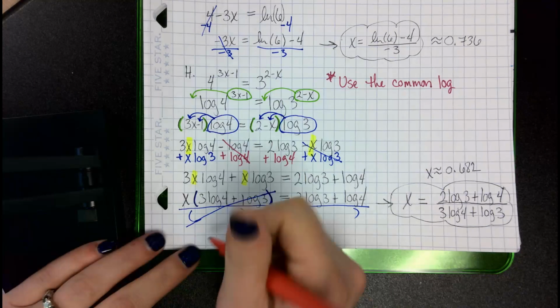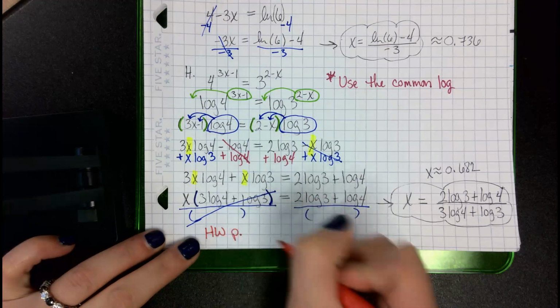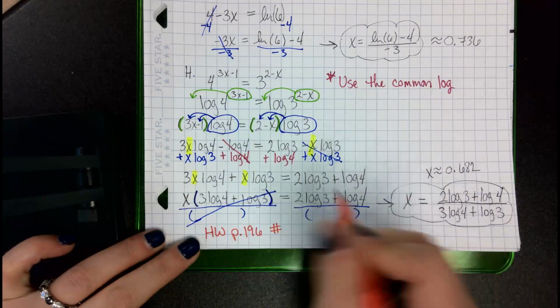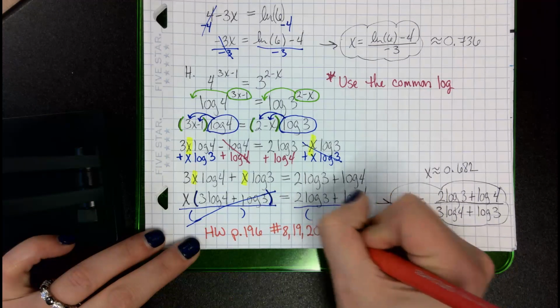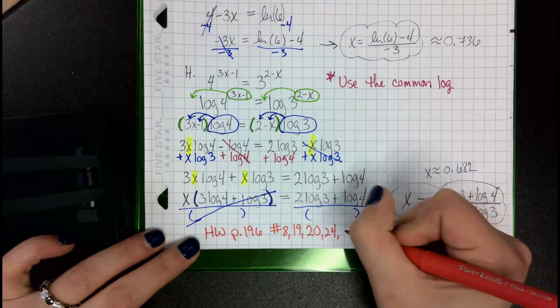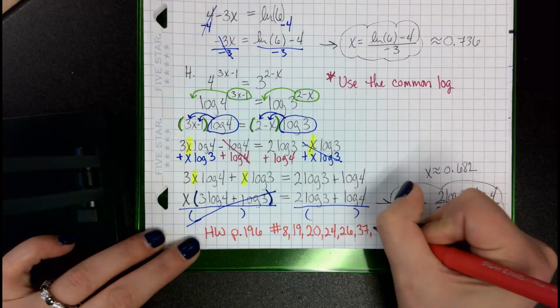So your assignment for 3-4 is on page 196, number 8, 19, 20, 24, 26, 37, and 47.